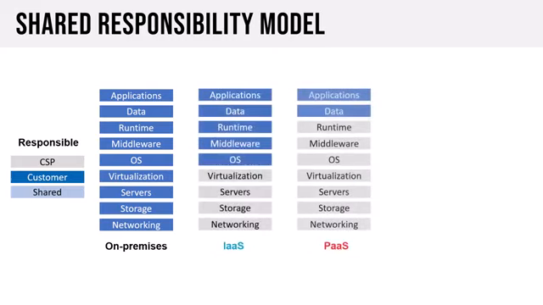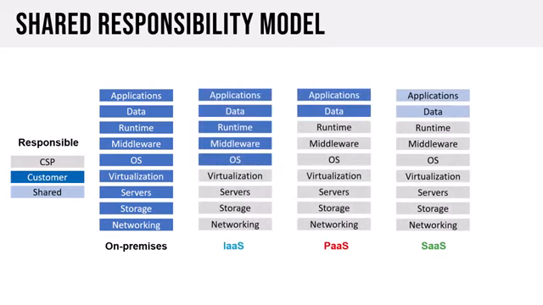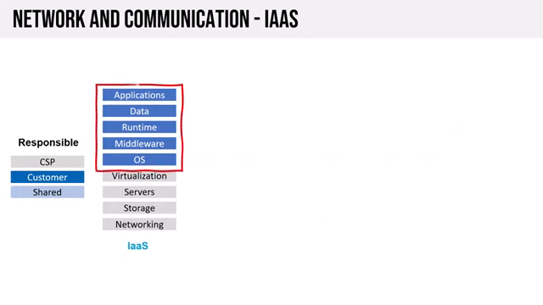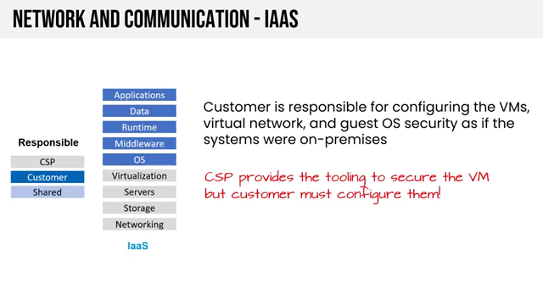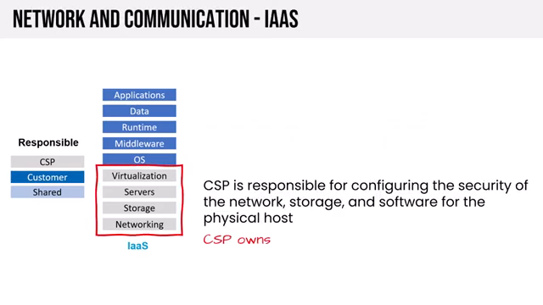So if we just look at those three models, we'll look at IaaS first, where we know that the customer is responsible for configuring the VMs, the virtual network, and the guest OS security as if the systems were on premises. The CSP provides the tooling to secure the VM, but the customer must configure those tools. And the CSP is responsible for configuring the security of the network, the storage, and the software for the physical host. The CSP owns all physical security here.